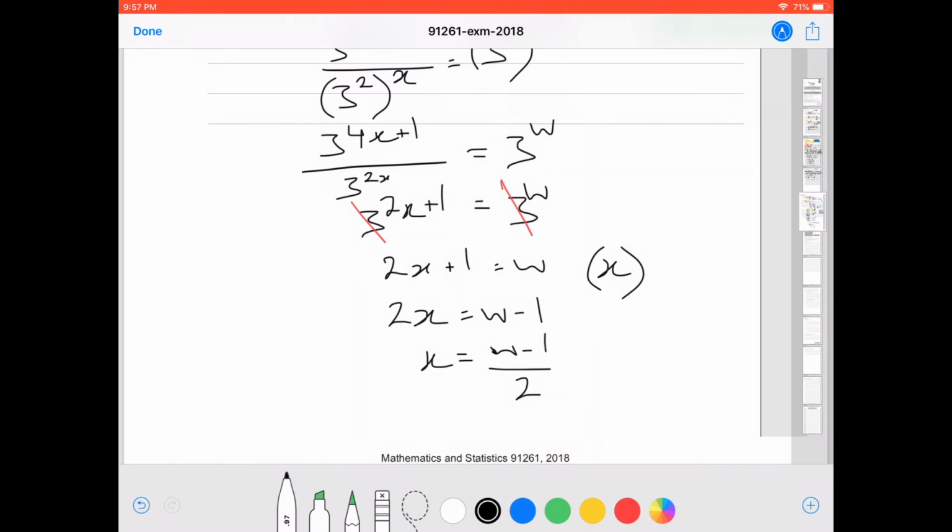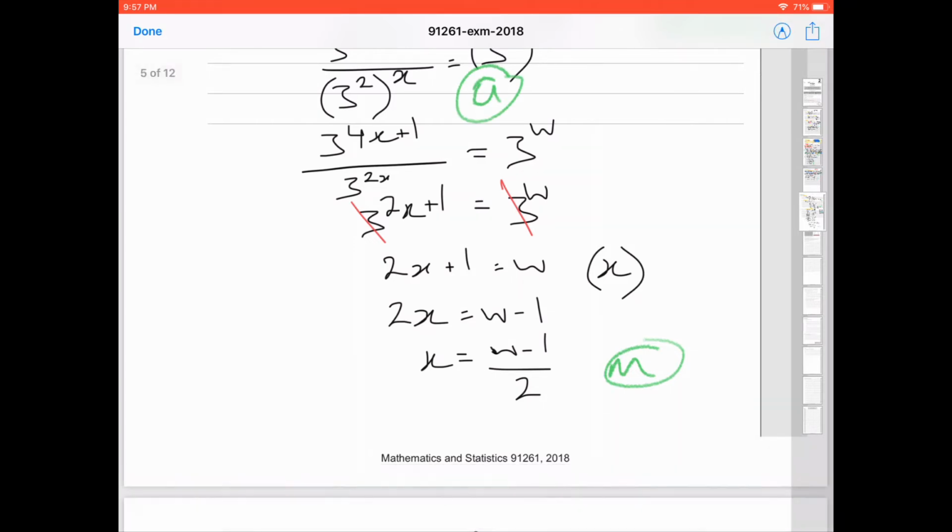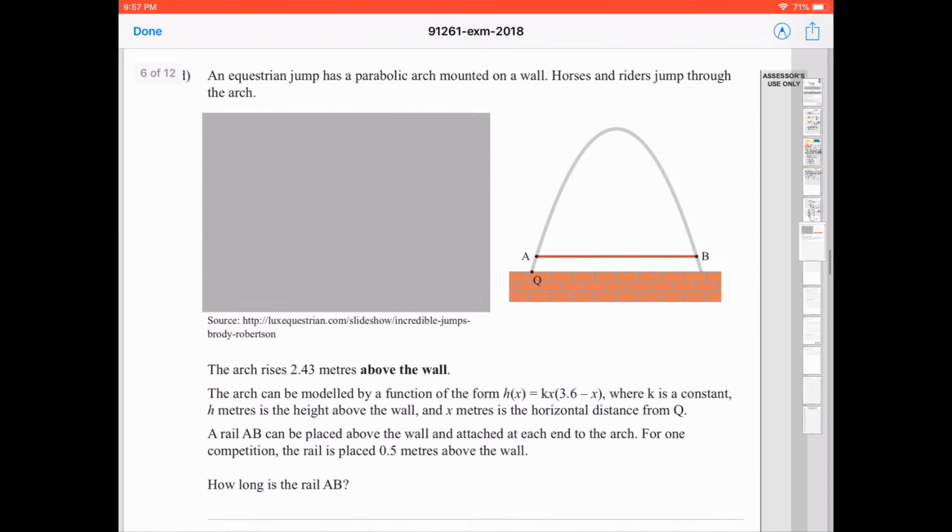Okay. A correct answer here gets you the merit grade. You're achieved expressed as powers of 3. So this step up here would have got you achieved. Sweet. Moving on to question 2D.